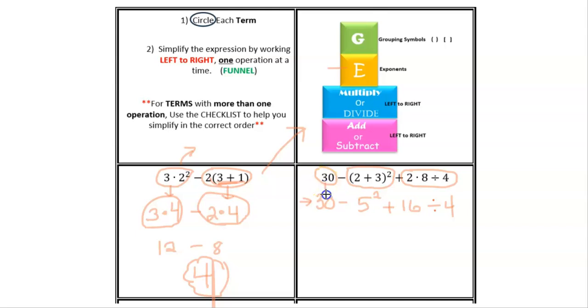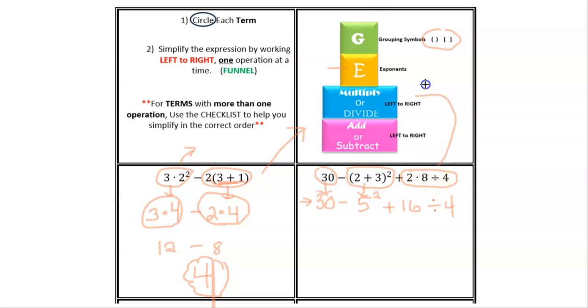Okay, so looking at 30, it just comes down. Looking at the quantity 2 plus 3 squared, you've got to go to the checklist. The checklist says, do you have grouping symbols? I do. 2 plus 3 is 5. Drop the parentheses once all the operations inside are complete, and the squared comes down. Then you have plus, and now you have multiplication and division.